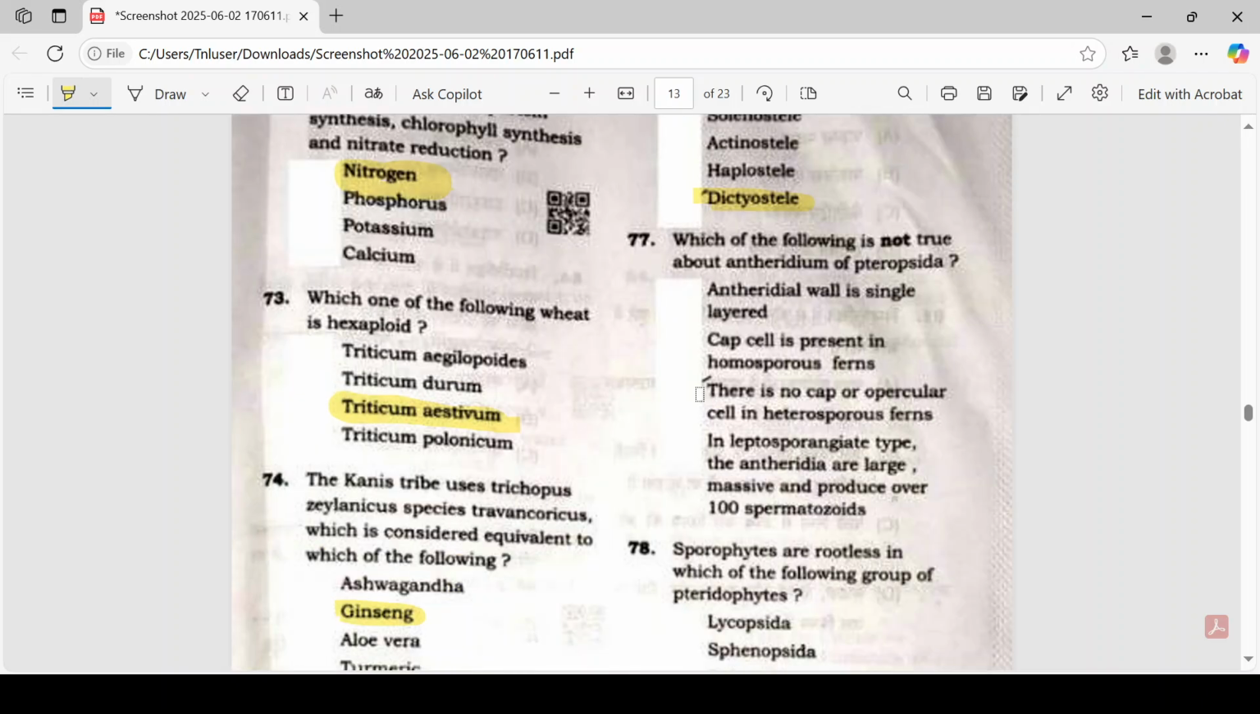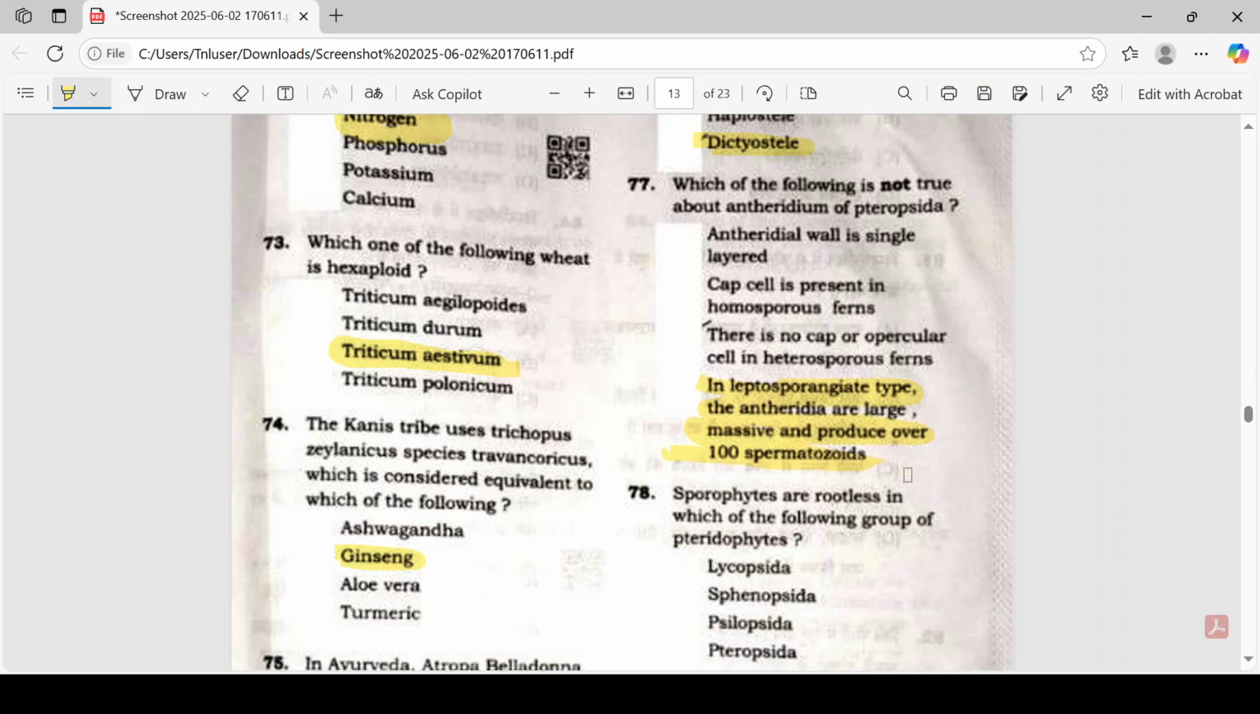Question number 77. Which of the following is not true about Antheridium of Pteropsida? So yeah, the correct answer will be option number D. In leptosporangiate type, the Antheridia are large, massive, and produce over 100 spermatozoid. So this is not true when we talk about the Antheridium of Pteropsida.